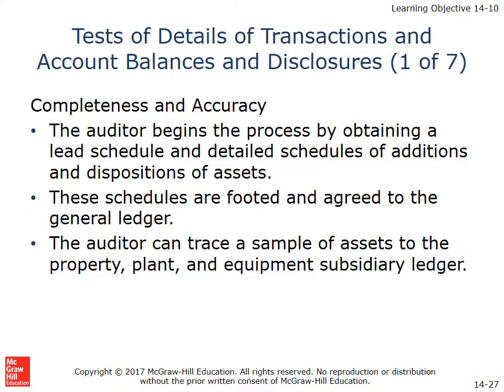So what are we looking for? Completeness and accuracy. So the auditor begins the process by obtaining a lead schedule and detailed schedule of all additions and dispositions of assets. The schedules are footed and agreed to the general ledger T accounts. Then you can trace a sample of the assets to the PP&E subsidiary ledger. On page 495, there's an example of a lead schedule.